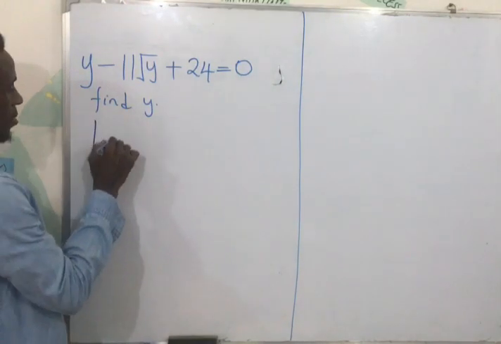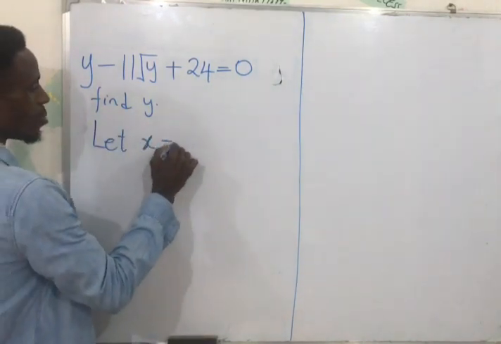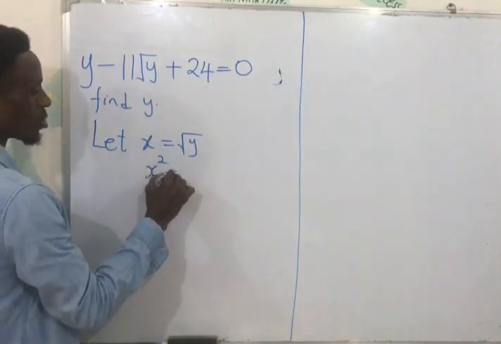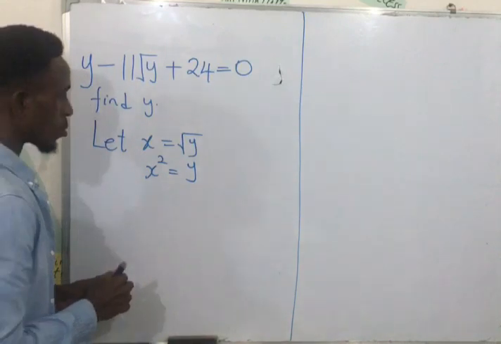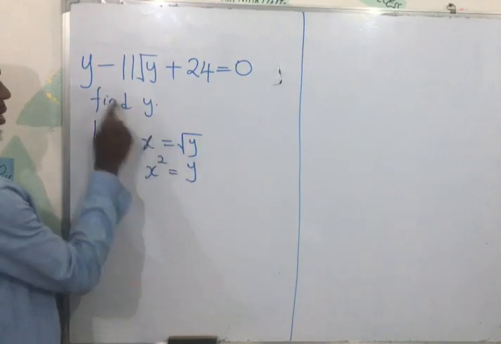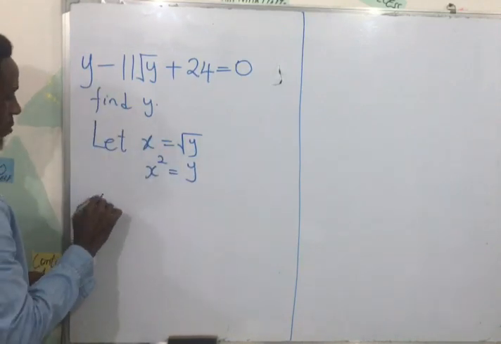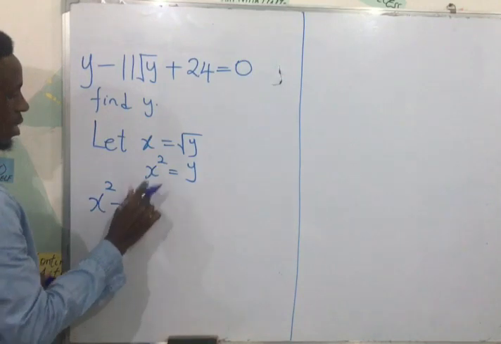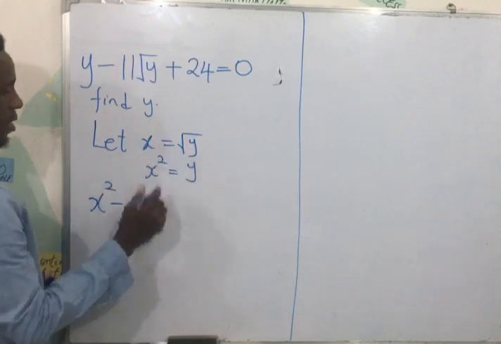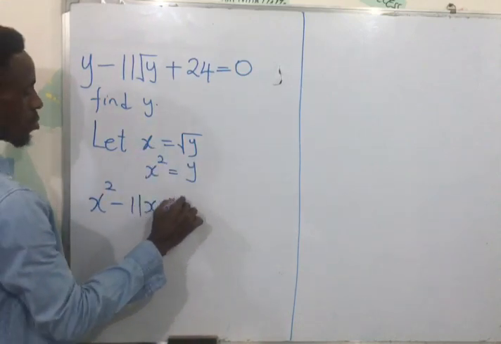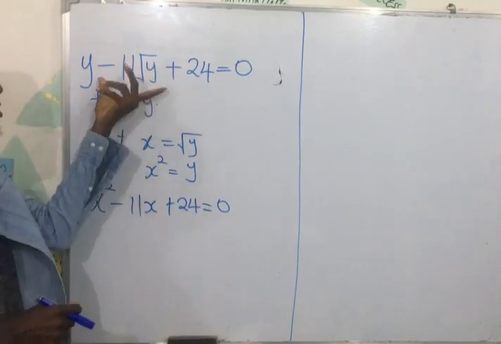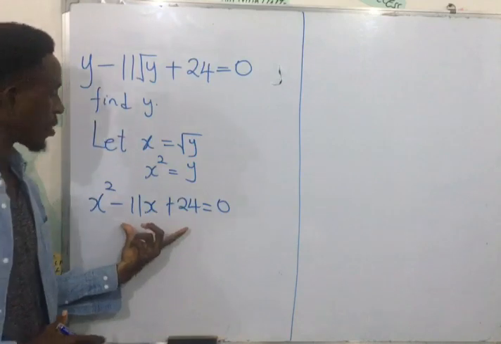I'll say let x be equal to root y. So it means that x squared is going to be equal to y. So I will replace this in this equation. So my y is going to be x squared. So I'll have x squared minus 11 root y rather, which is x. So I'll put 11x plus 24 equals to 0. You see, I've converted this equation to something of this nature.